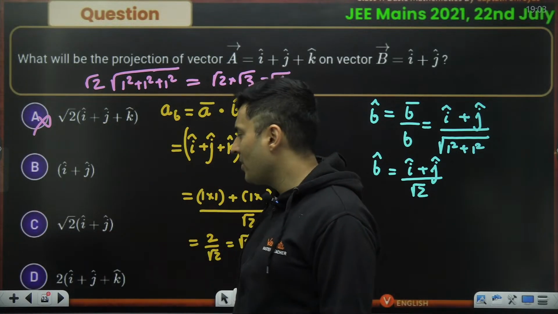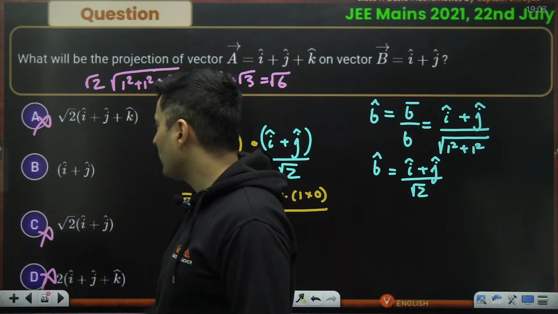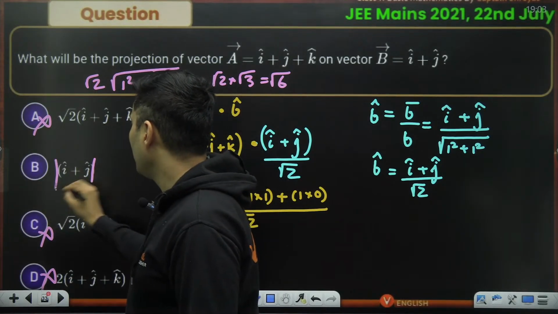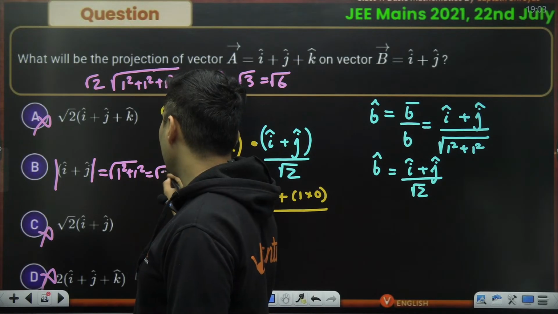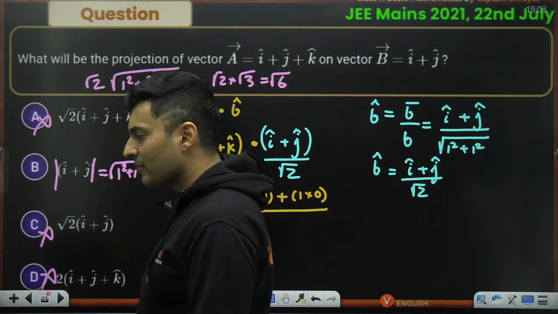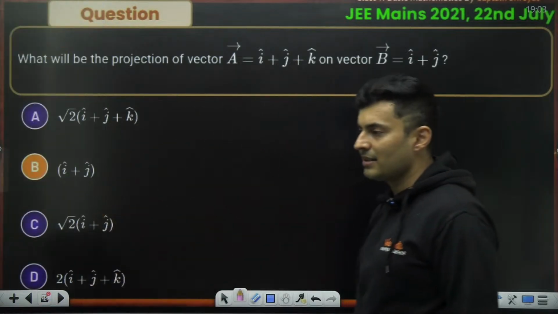This also you can eliminate. Even this also you can eliminate. C can't be root 2. This also can't be root 2. But if you take the magnitude of this one, it will be root of 1 square plus 1 square, which is basically root 2. So answer will be B, and you can check it out over here. Yes, perfectly. The answer is B.